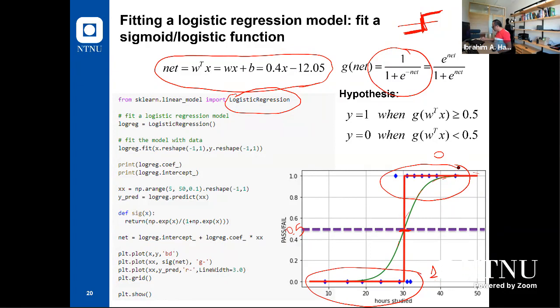So this class here. All points to the right-hand side will be classified as 1, and to the left will be classified as 0.